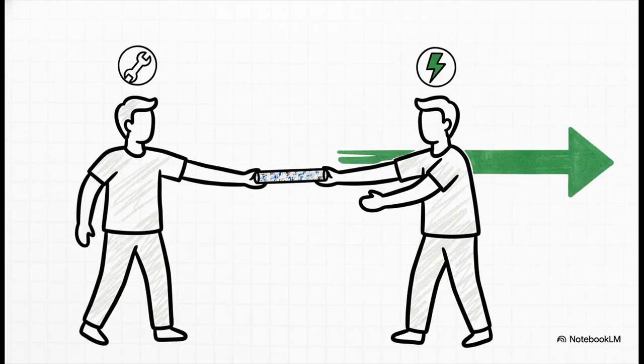But when it works, oh, it's beautiful. It looks like this. The mechanical team finishes their area, they run their quality checks, and they give a clean, perfect handoff. The electrical team immediately picks it up and starts their work.